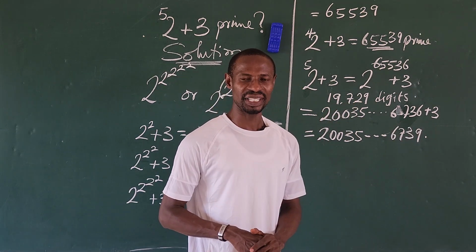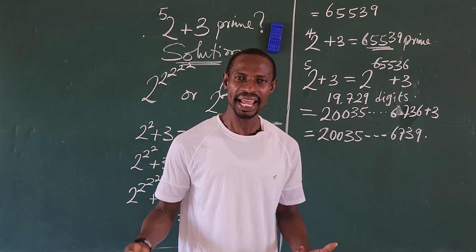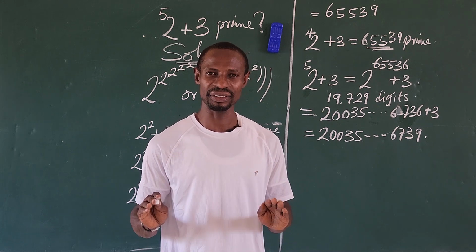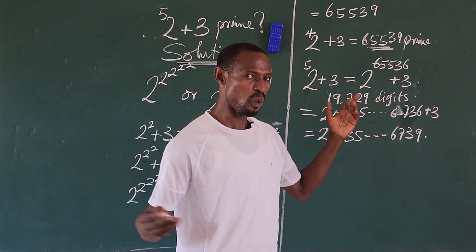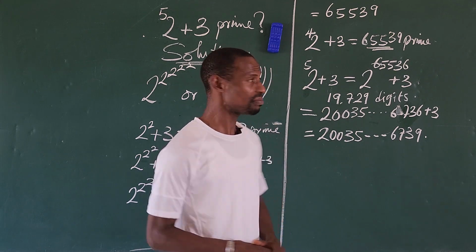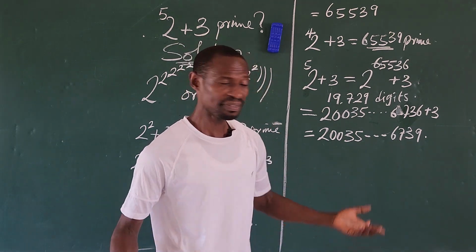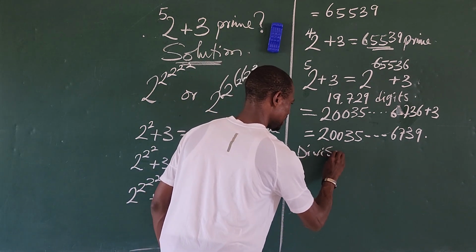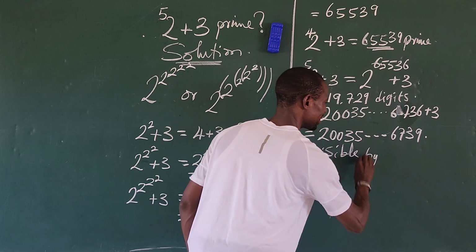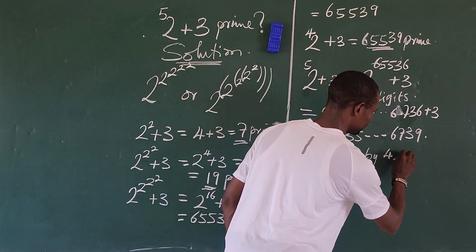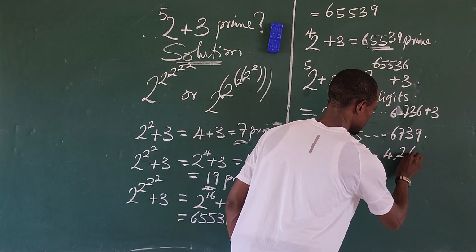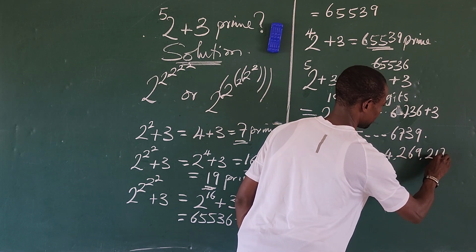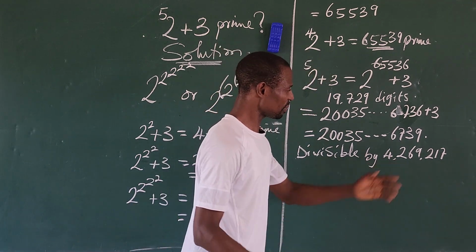All right, but from this question now, we have to ask ourselves, and I have to do a check. Is this figure divisible by any other number, or is it divisible by 1 and itself alone, which will make it a prime number like what we are asked here? This figure is divisible by another number. Okay, so this figure is divisible by 4,269,217. Yes, so it's divisible by this figure.